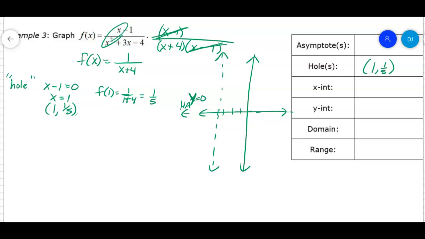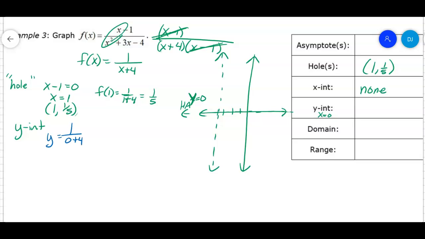All right, so let's go ahead. Do we have an x-intercept? Does it cross the x-axis? No, because of our horizontal asymptote. And then the y-intercept, yes. So for the y-intercept, we need to set x equal to 0 to figure out the y-intercept. And we're going to do that with our simplified function. So it's going to end up being 1 divided by 0 plus 4.